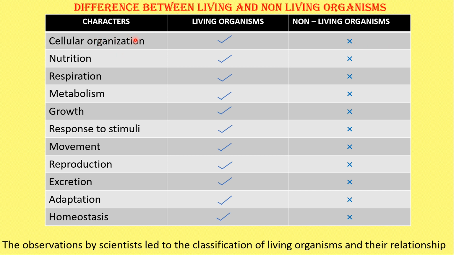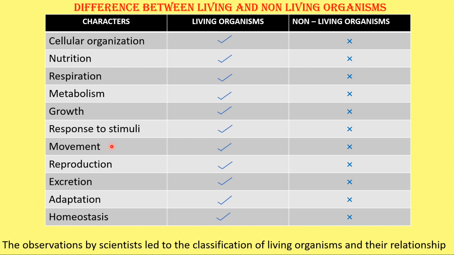Cellular organization: all living organisms are made up of cells. Nutrition: all living organisms require food as nutrition. They respire; they need oxygen to respire. They undergo metabolic activities. There will be growth of the body cells; cells can multiply and growth will occur. They show response to stimuli. Plants can grow towards the light; they can show phototropism. And if there is any heat or shock, they will show a response to the stimuli. That is present in living organisms.